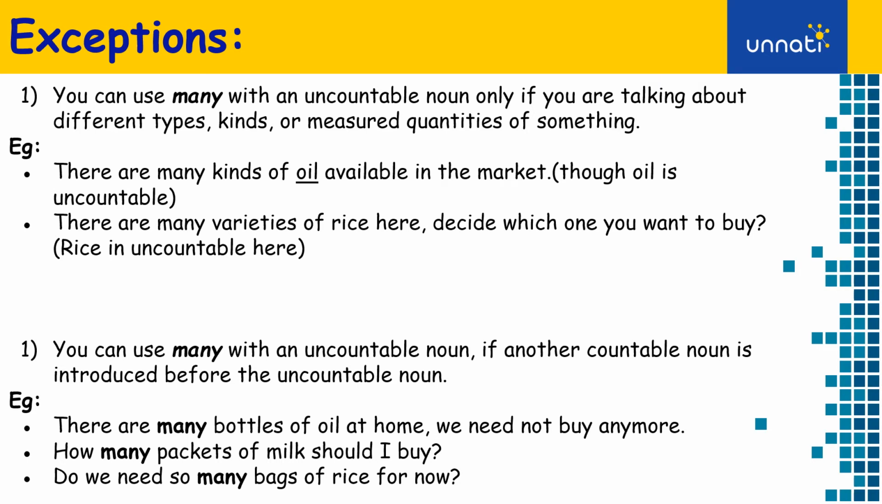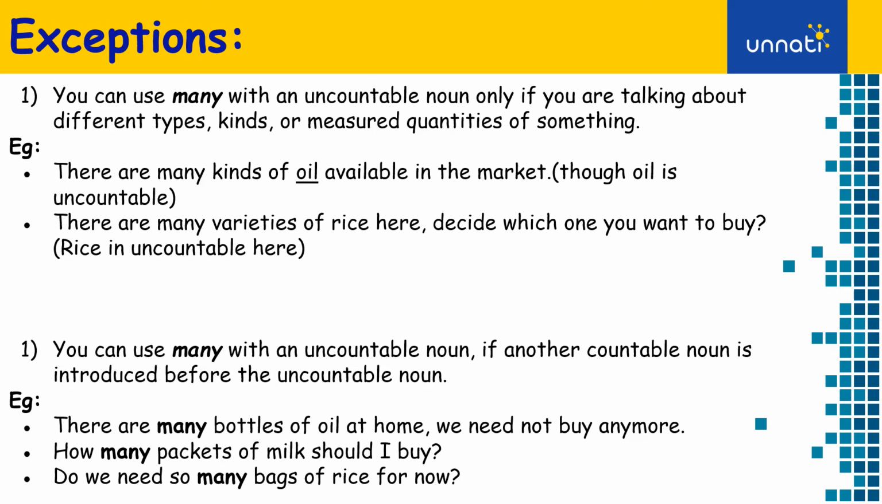Similarly, rice is an uncountable noun, and usually much goes with it. But when you talk of varieties of rice or qualities of rice, you would say there are many varieties of rice here. This is how you use many with an uncountable noun.